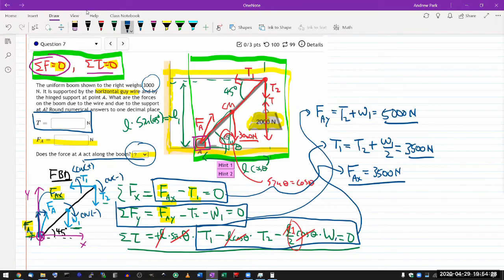And this is where you see right away the answer to the question, does the force act along the boom? It is no, because the Y and X components have different magnitudes, so the angle is not going to be 45 degrees. So I can answer no there. Let me plug in the answers I have now, and then I'll need to work out the magnitude of the hinge force.